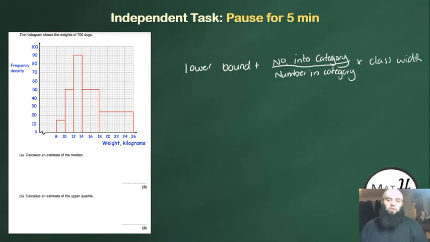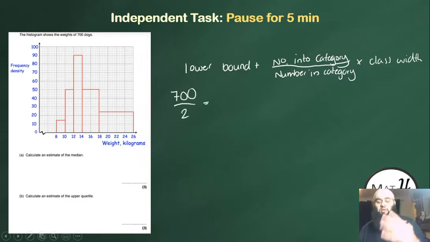Okay, that's our equation over here. It says find the estimates of the median. What we know is there's 700 dogs. To find a median number, we have to divide it by 2, which is 50% of the data. So that should give us the 350th number, which is the median.